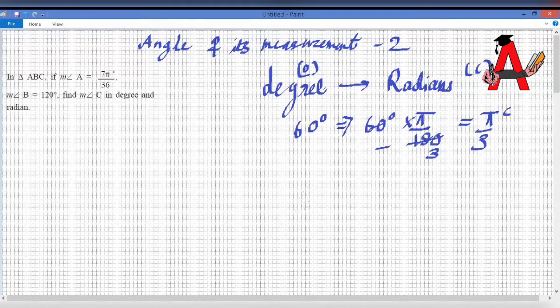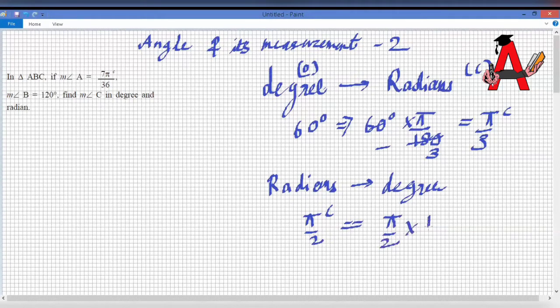We also learned how we convert radians into degrees. When we convert radians into degrees, what did I tell you? Suppose we have pi by 2 radians. We will multiply it by 180 by pi, and this gets converted into degrees. So this pi will get cancelled, 2 nineties are 180, and that is 90 degrees. So this is how you will convert degrees into radians, and this is how you convert radians into degrees.